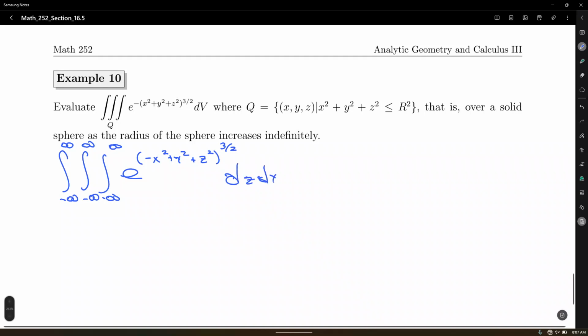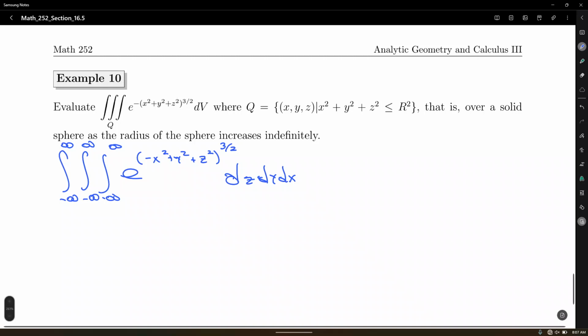dy, dx. But number one, we don't have the tools to evaluate this integral. We can't evaluate this integral with the methods that we know, unless we could express this function as a Taylor series with three variables, which actually is a thing, but we don't cover it in this class.